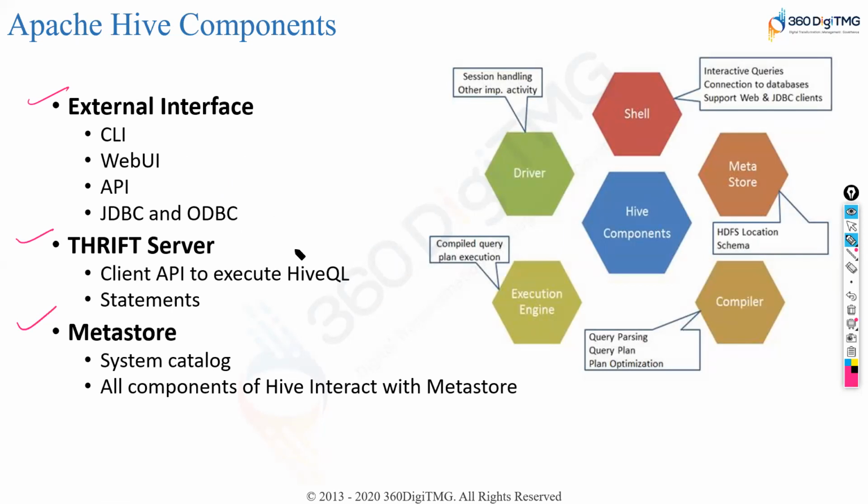Then we have Thrift server. This is like a client API, which allows you to connect with these sources. And then Metastore. Metastore is a system catalog. It is like metadata. We're talking about metadata. Now, all the other components in Hive would connect with this metadata, right? What is this? Let us see.